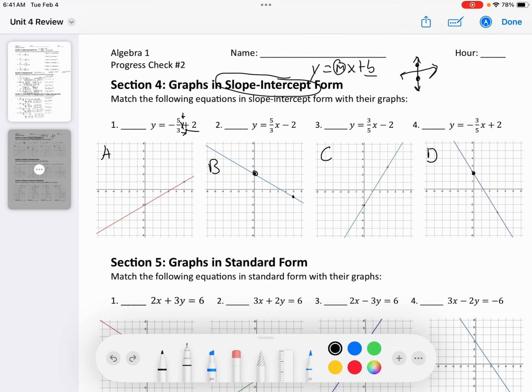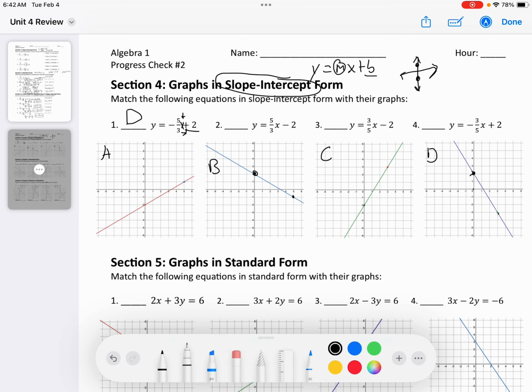Let's check D. From D, if I start at the y-intercept, I go down 1, 2, 3, 4, 5, and then right 1, 2, 3. There we go. That is graph D. That does match what I was expecting to find from my equation.